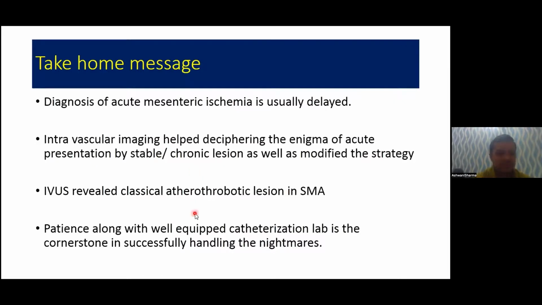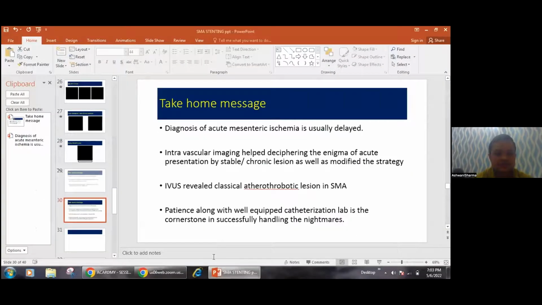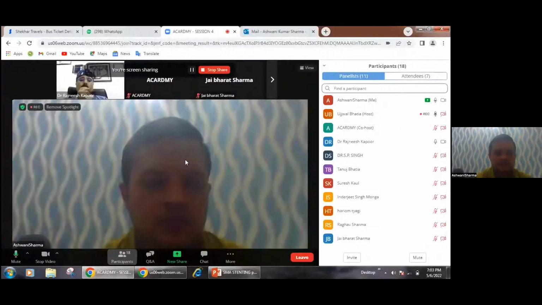Well, thank you, Ashwani. This was a remarkable peripheral intervention. And I tell you, I have done few SMAs. It's not an easy ball game to plan and execute SMA stenting. It's a totally unsupported vessel. The stent has no support from outside.